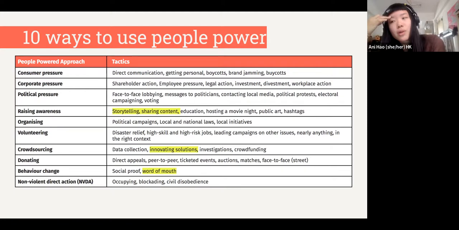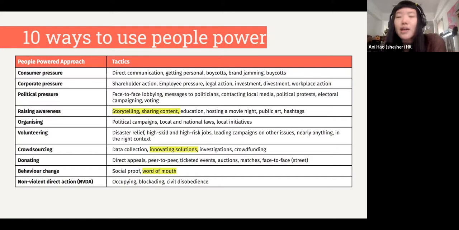We have to acknowledge there is an individual aspect to participation as well as a collective aspect. And I think that's why here, some examples of behavior change are spreading the word, people just telling each other about a campaign or inviting them to something.